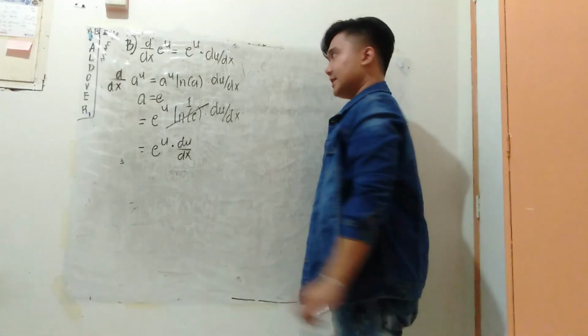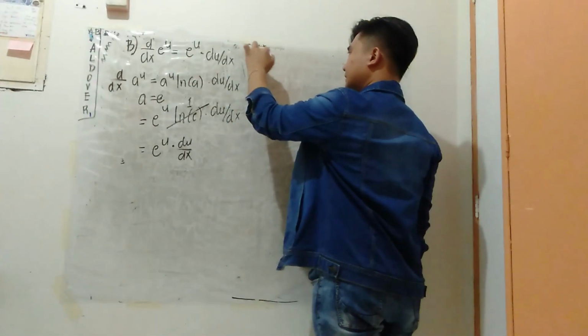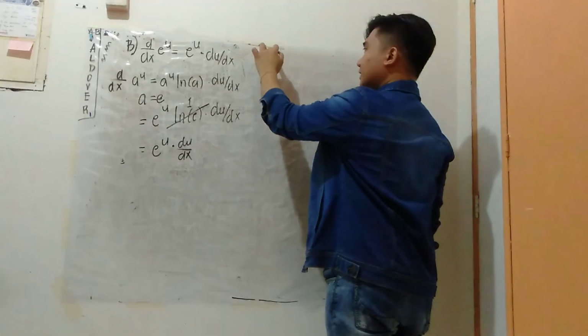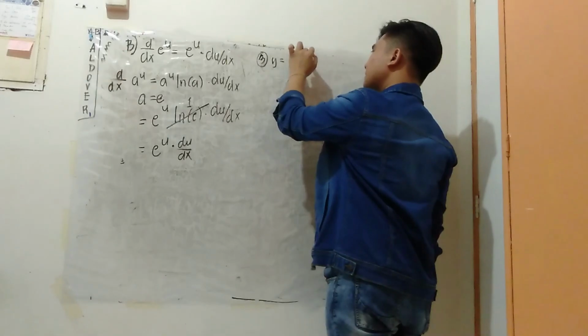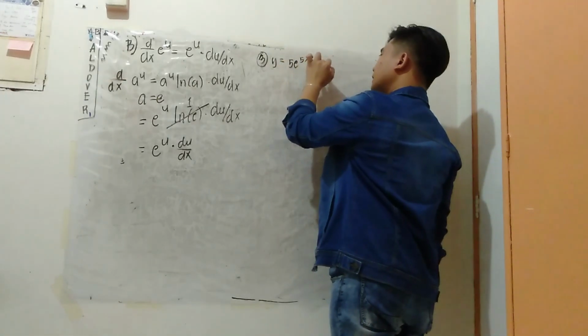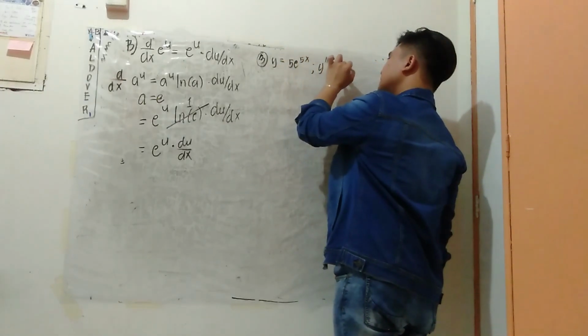Okay? So, let's move to the third example. Given that y is equals to 5e raised to 5x, evaluate y double prime of 0.5.